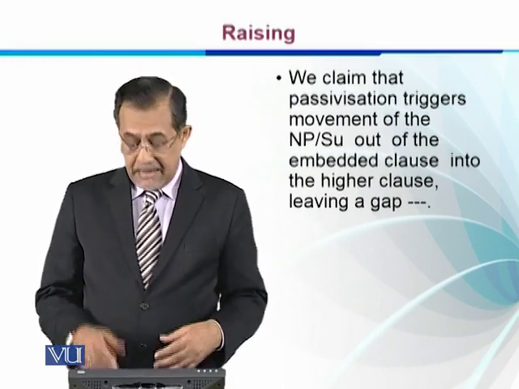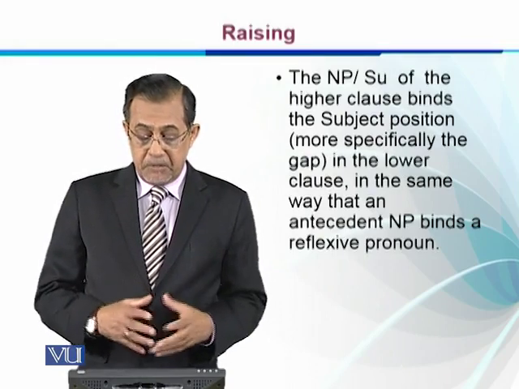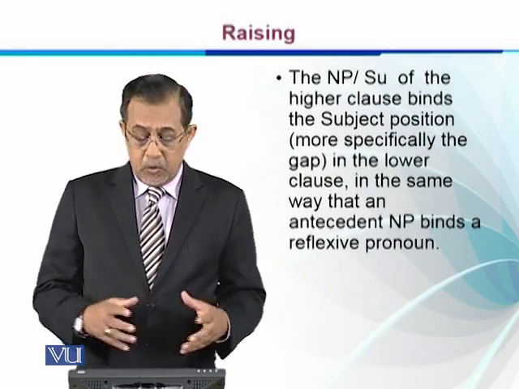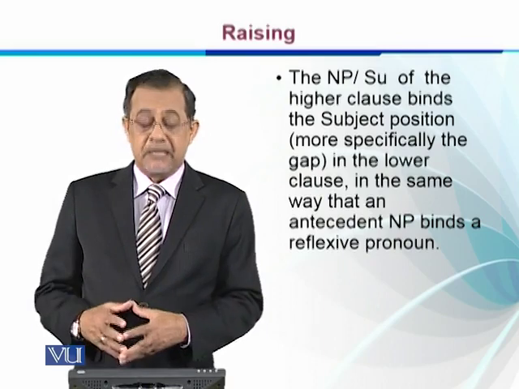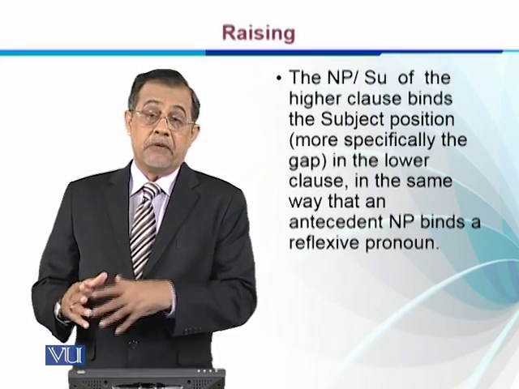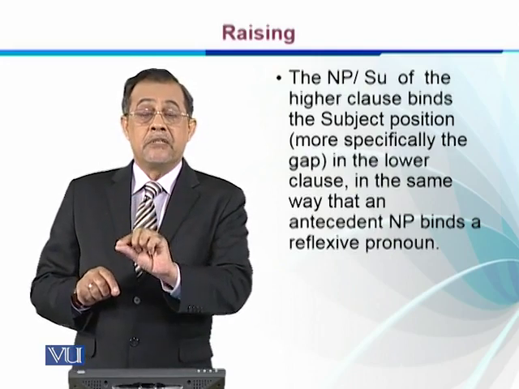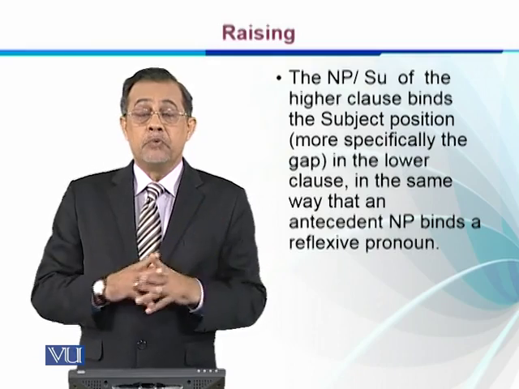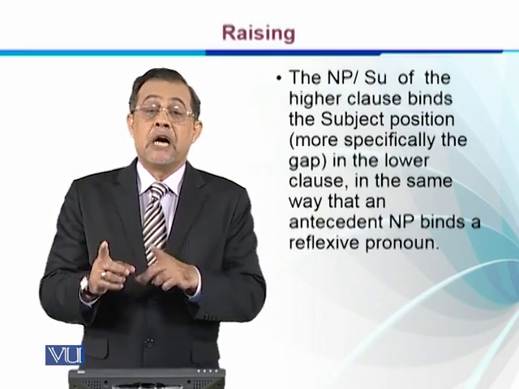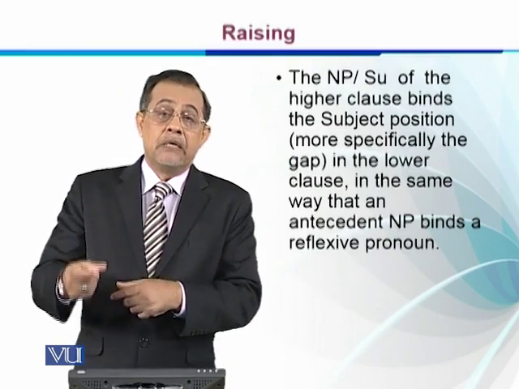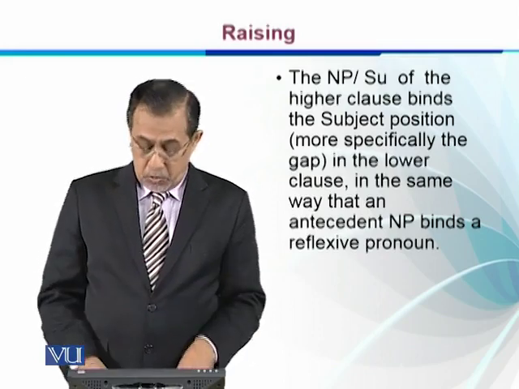clause, leaving a gap. The NP of the higher clause binds the subject position, more specifically the gap in the lower clause, in the same way that an antecedent NP binds a reflexive pronoun. We know that the reflexive pronoun refers to the subject. So similarly, the gap, telling us that it is the position of the object here, refers to the political parts of the book in the subject place, which has now become the subject and which was actually taken out from the subject position of the embedded clause.